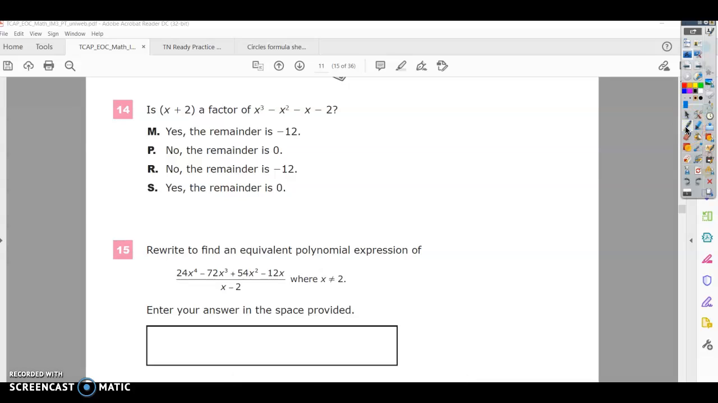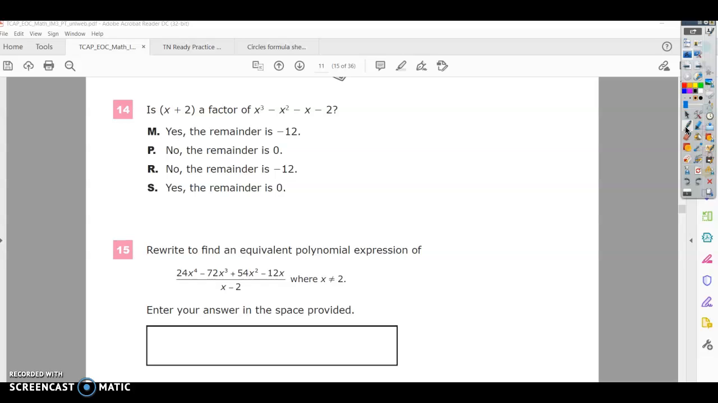Number 14 of the EOC Math 3 practice test. Is x plus 2 a factor of x cubed minus x squared minus x minus 2? Alright, so when you look at this, hopefully you think about division. Either long division or synthetic division will work. Or you think about the remainder theorem. So there are actually 3 different ways to solve this.